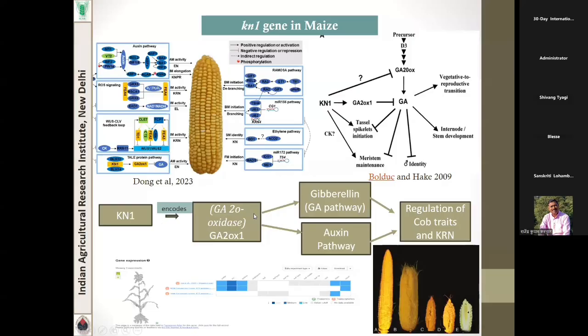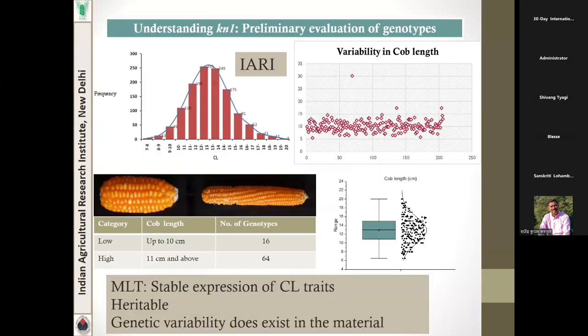This kn1 encodes gibberellic acid 2-oxidase, or GA2 oxidase, which controls both pathways, and finally it regulates all cob traits as well as kernel row number. So here this kn1 fortunately controls kernel row number as well as cob length traits. We tried to understand this gene for developing our hybrids further. So here also we did the same thing.